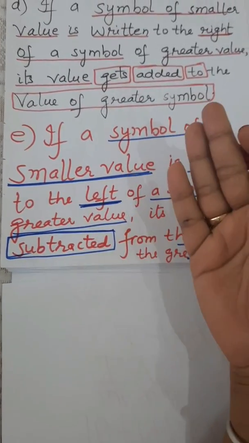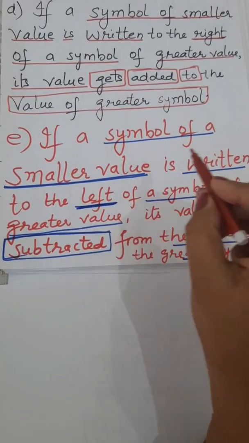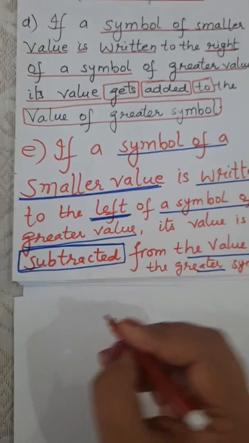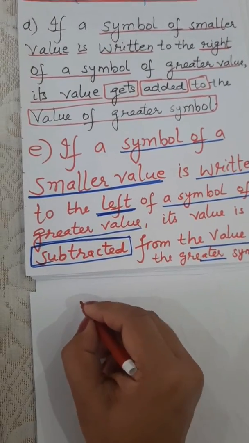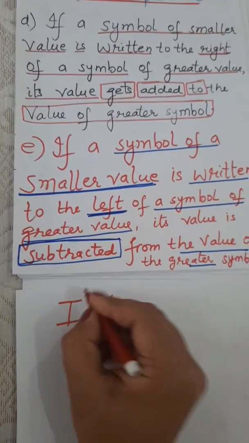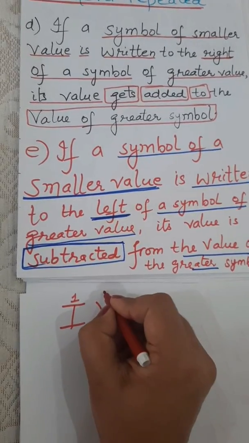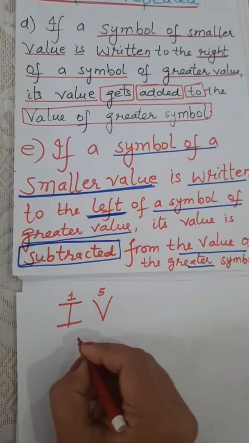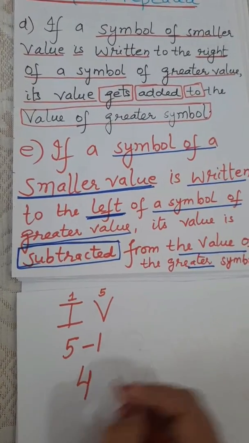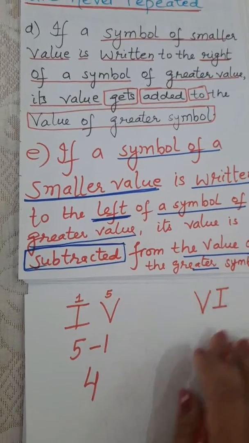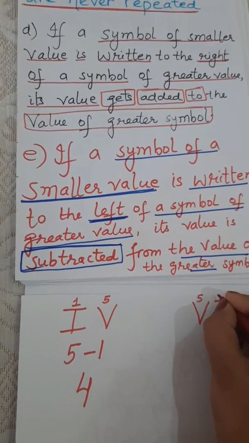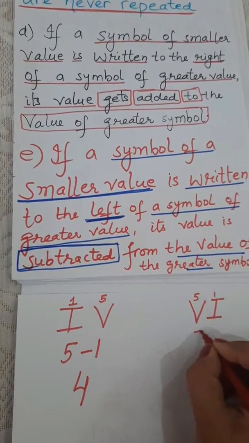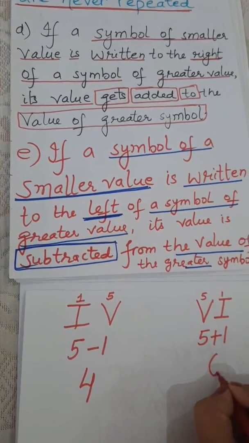Now the E part is the reverse of the previous rule. If a symbol of a smaller value is written to the left of the symbol of a greater value, its value is subtracted from the value of the greater symbol. Suppose I have I, V. This I represents 1 and this represents 5. If the smaller value is written to the left of the greater, then we have to subtract. Suppose I have this VI, it represents 5 and 1. If the smaller value is to the right of the greater symbol, then I have to add.